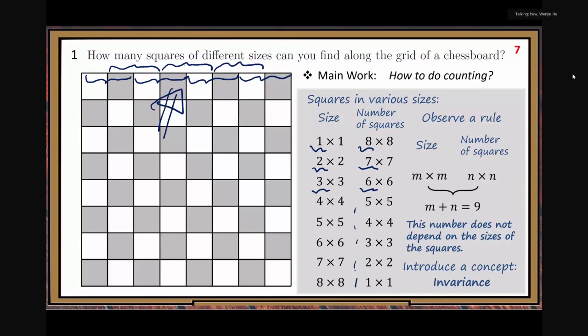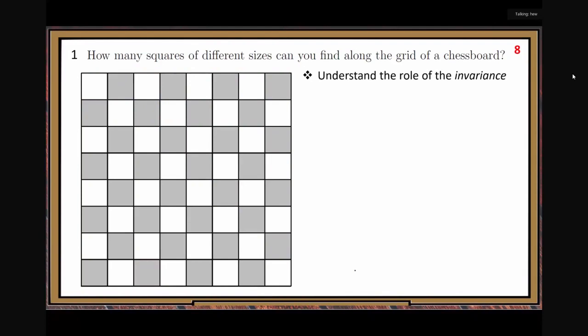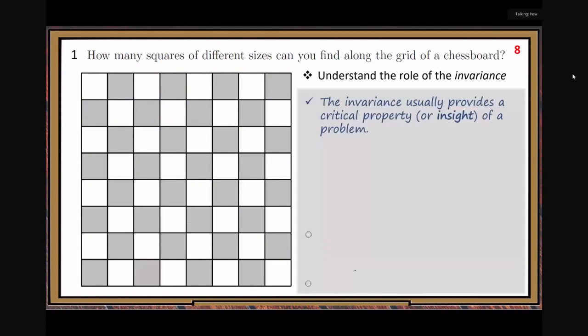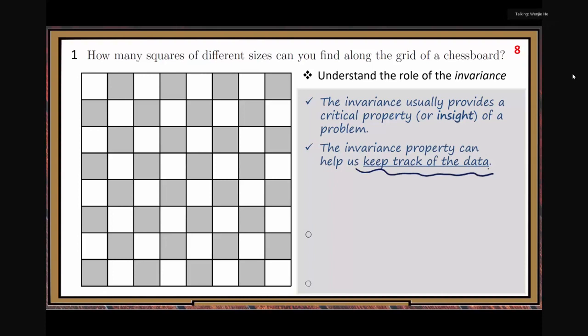After you find the invariance, then it's useful in our problem solving. Understand the role of the invariance. Usually invariance gives us the critical property to solve the problem. So if you can get that invariance, then you're almost halfway to solving the problem. That's how important this concept is. One important way to use the invariance is that it can help us keep track of the data.